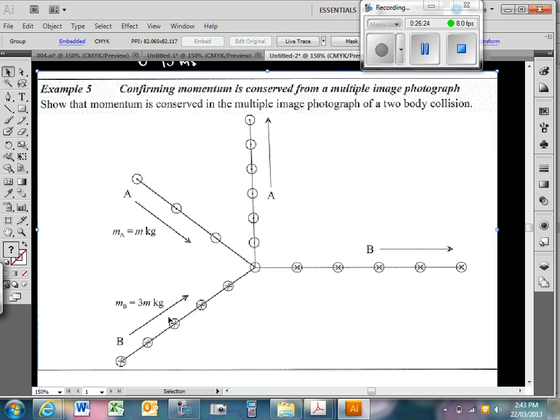Confirming momentum is conserved from a multi-image photograph. Show that momentum is conserved in the multi-image photograph of a two-body collision. What are we looking at? Why have we got so many pictures of the same puck?